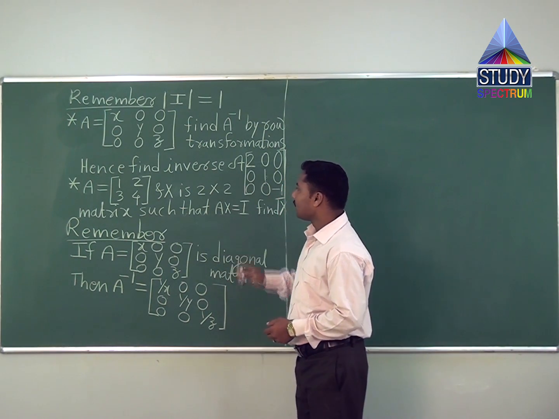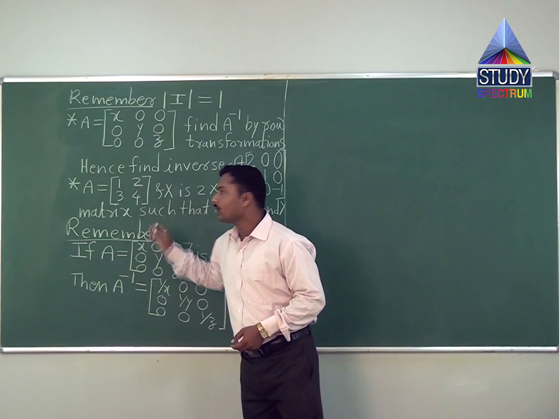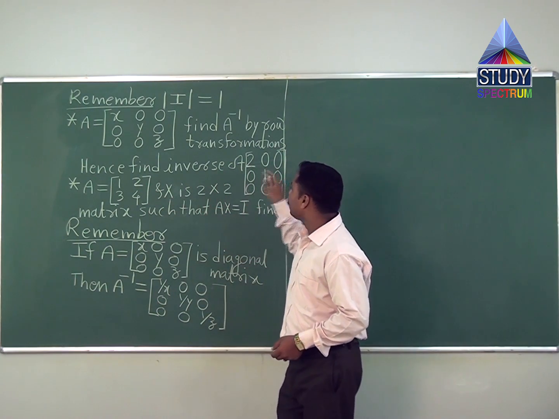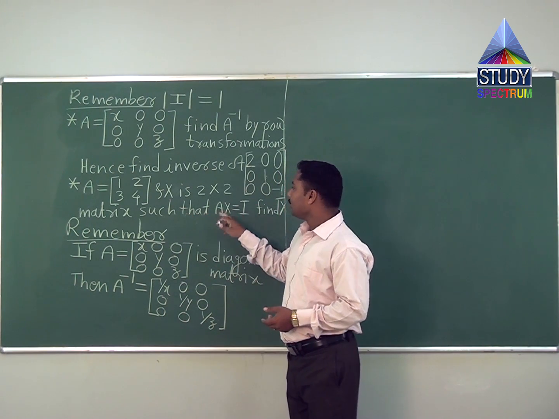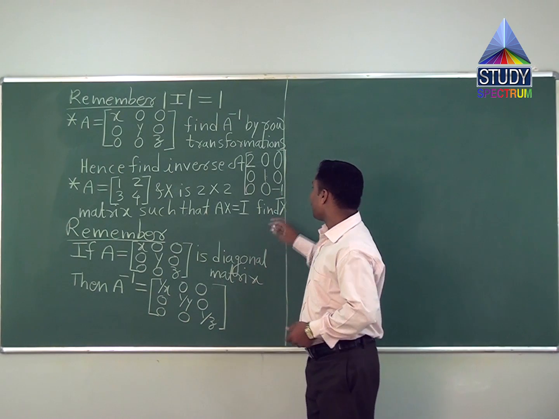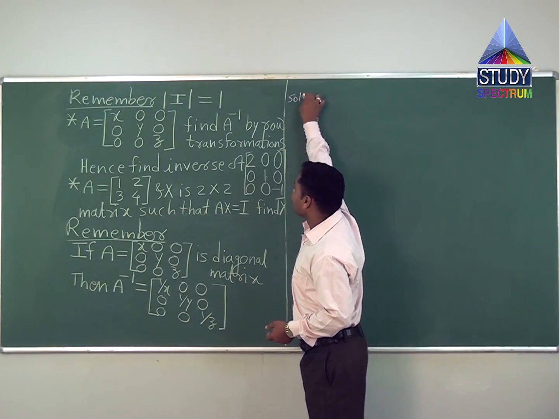Again we discuss a very interesting problem. A equals the given matrix [1 2; 3 4], and capital X is a 2 by 2 matrix such that the given condition is A into X equal to I. Find X. So we start the solution.